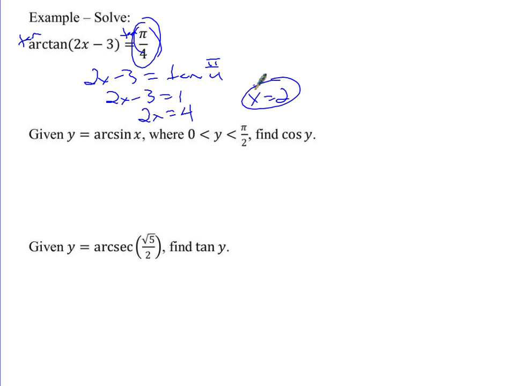You missed algebra 1? Yeah. We've been doing algebra 1 all year.